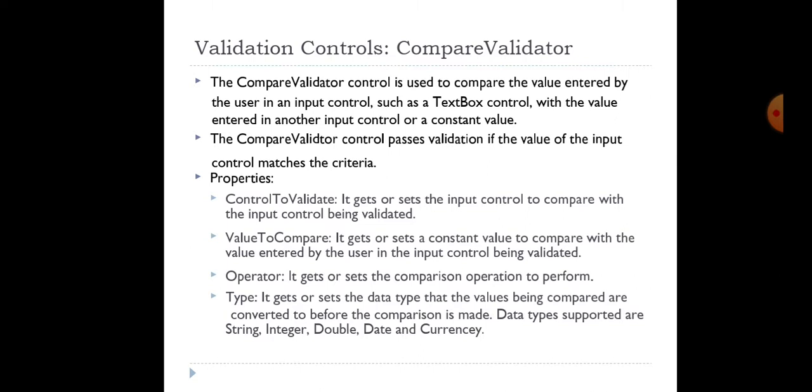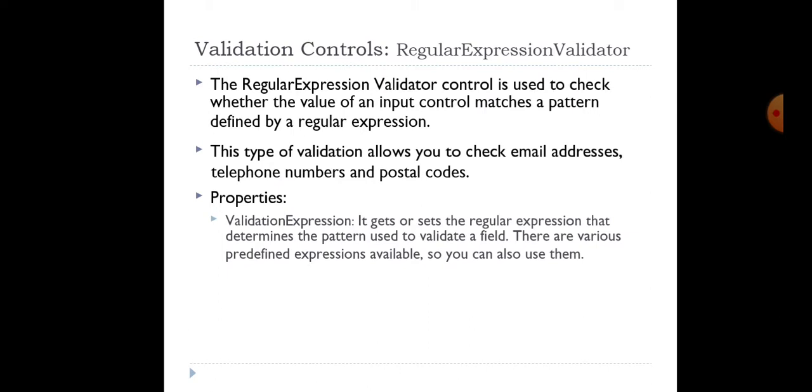It passes validation if the value of the input control matches the criteria. Its properties are control to validate, value to compare, operator. Operator means whether these two values are equal to, not equal to, greater than or equal to, less than or equal to, such relational operators. Next, type, data type. Next, regular expression validator.